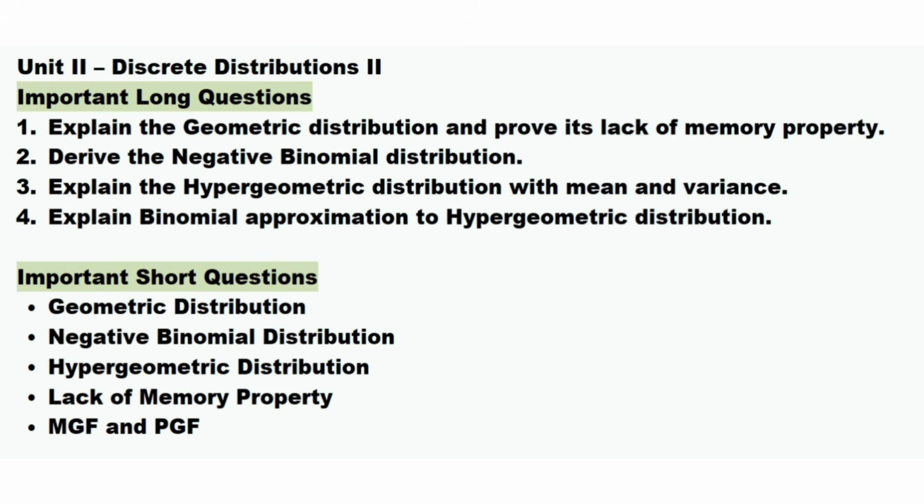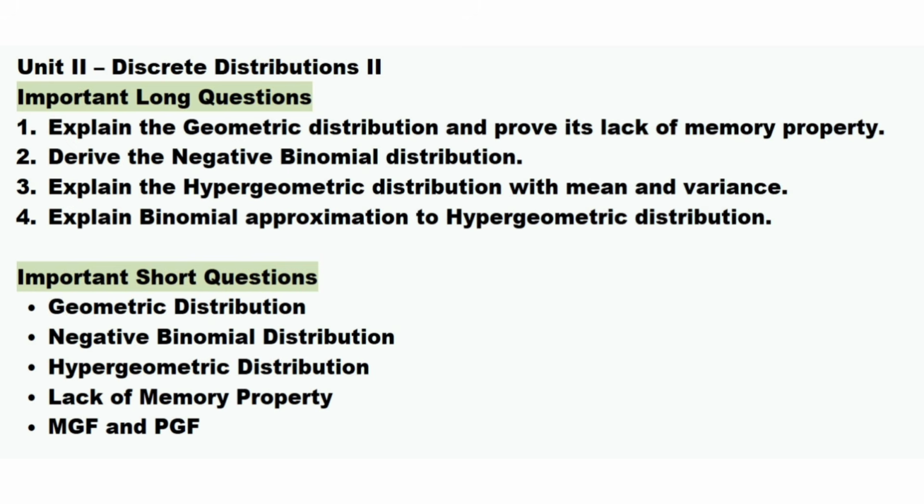Now coming to unit 2, here also I have mentioned important long questions, short questions and sums also. First we'll go to long questions. Explain the geometric distribution and prove its lack of memory property. Second one is derive the negative binomial distribution. Third one is explain the hypergeometric distribution with mean and variance. Fourth one is explain binomial approximation to hypergeometric distribution. These four questions are very important from long questions side.